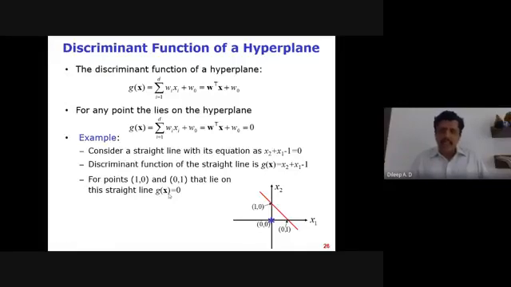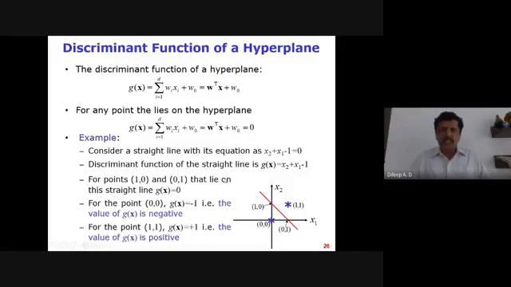Now if I consider another data point (0, 0), when I substitute this into x2 and x1 here, what value am I going to get for g(x)? g(x) is minus 1. That is, the value of g(x) is negative. Similarly, if I take the value (1, 1) and substitute into x2 and x1 here, I'm going to get g(x) as a positive value, plus 1.